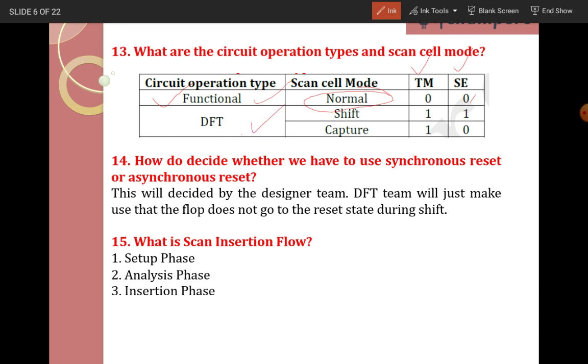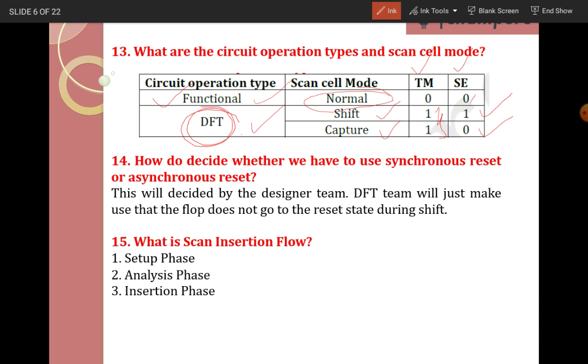Here we have two modes, shift mode and capture mode. In both shift mode and capture mode, test mode will be equal to 1. When test mode is equal to 1, we understand that it is in DFT mode. Shift operation has scan enable equal to 1, and capture operation has scan enable equal to 0. Very important. They may ask what the scan enable position is while shifting the data. It is equal to 1. They may ask some cross questions from this table.